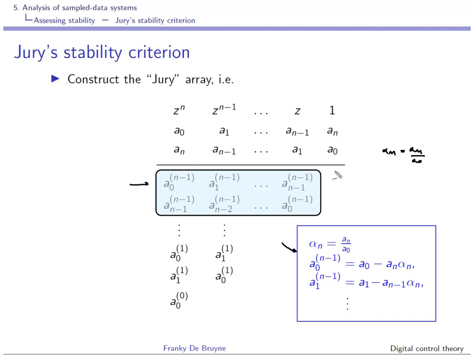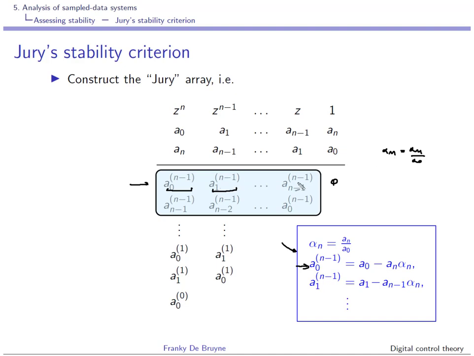Okay, and this will make sure that you'll have here a 0 over here. So this one over here is obtained here. It's a0 minus this one times alpha n. This will produce this one. This one over here is a1 minus this one times alpha n.